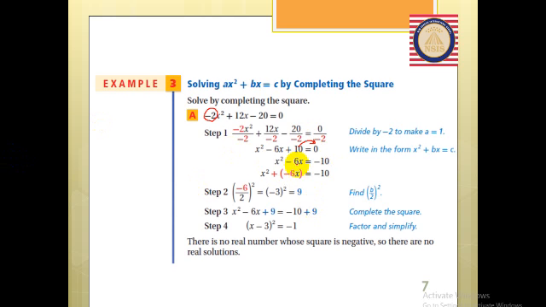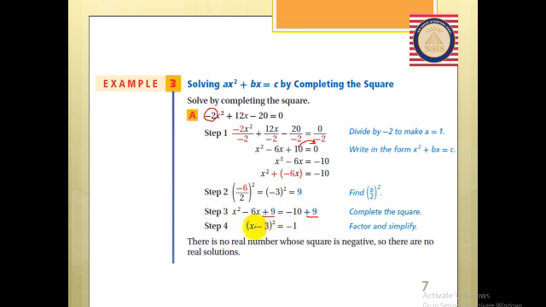How to do it? We're going to get the value of half the coefficient of x, negative 6 over 2, power 2. It will be 9. And I'm going to add the 9 to both of the two sides, positive 9 here and positive 9 here. Then I'm going to factorize this perfect square trinomial. How? Square root of the first and square root of the last. Square root of the first is x. Square root of the last is 3.